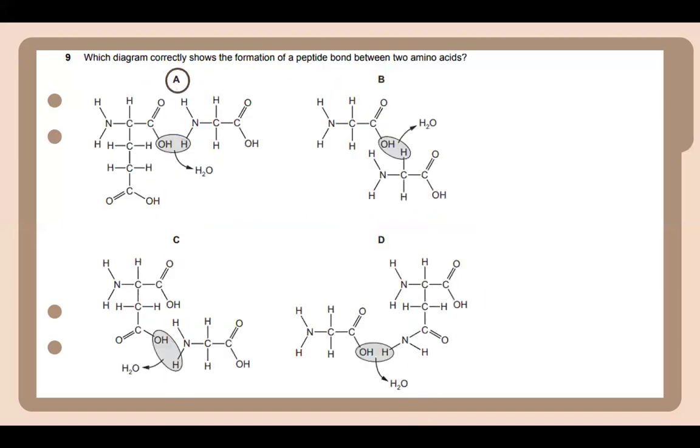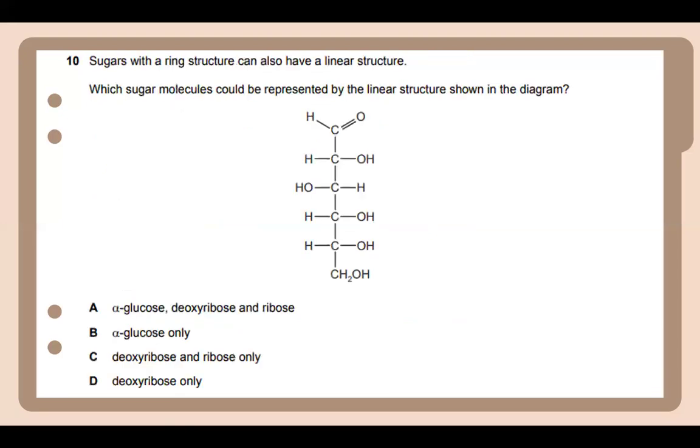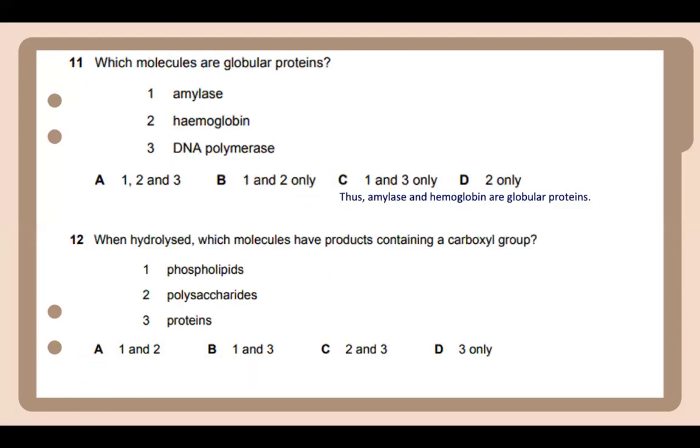Number 9, which diagram correctly shows the formation of a peptide bond between two amino acids? The diagram that shows the formation of a peptide bond between two amino acids is A. Sugars with a ring structure can also have a linear structure. Which sugar molecules could be represented by the linear structure shown in the diagram? This is alpha glucose only.